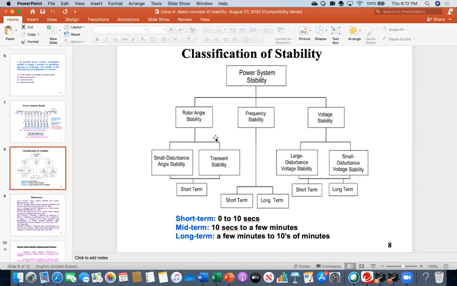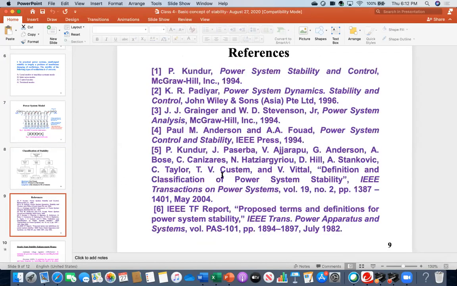Okay, so therefore, you see, there are lots of dedicated, very high quality references. Of course, the first reference is the book that I am following, Power System Stability and Control, and of course there are other good books as well. The second one is another book, and the third one is another book. Probably many of you have studied them in your undergrad. Number 4 as well. Number 5 is a journal paper.